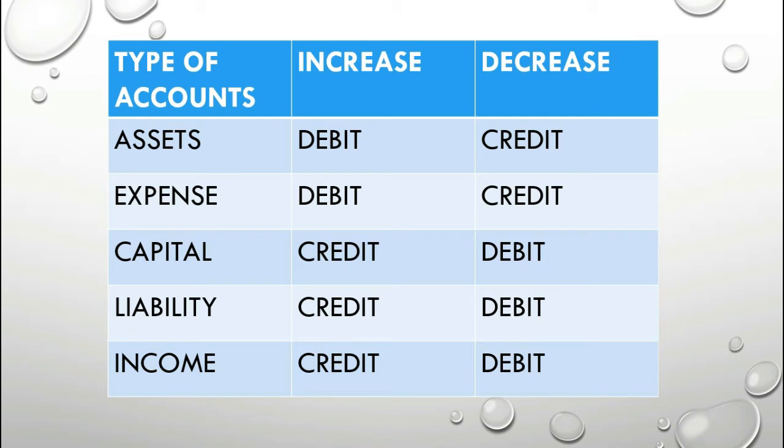The important point here is to know what accounts will increase and when. That is the key. So I'm just summarizing again. Increase in asset and expense is always debited. Increase in capital, liability and income is always credited. And when decreasing, we take the opposite of it. So decrease in asset and expense is credit. Decrease in capital, liability and income is debit.